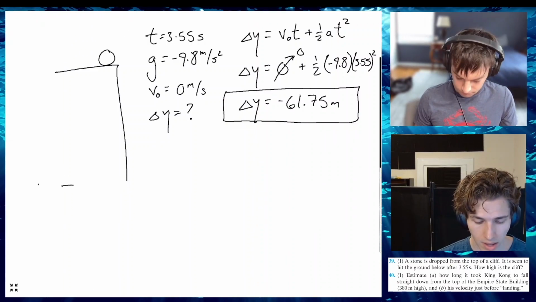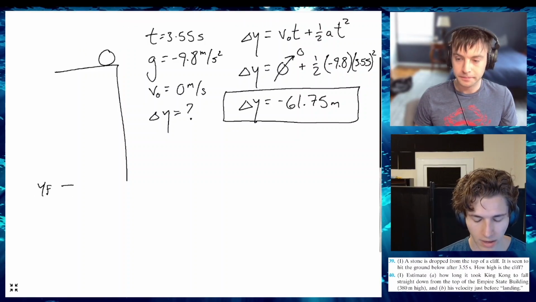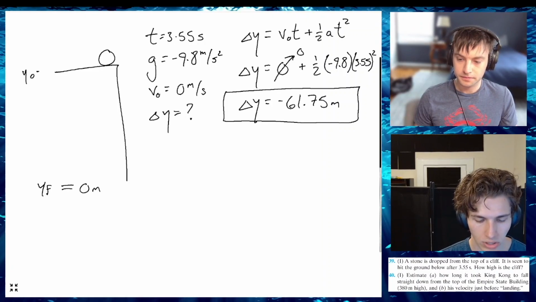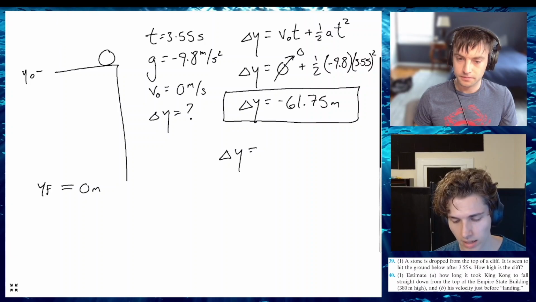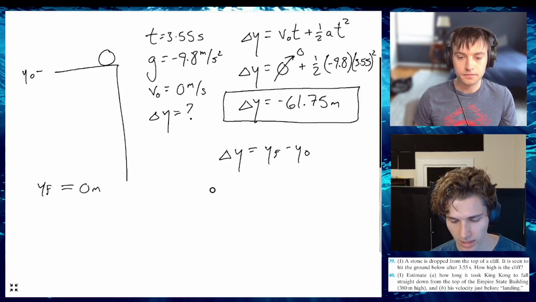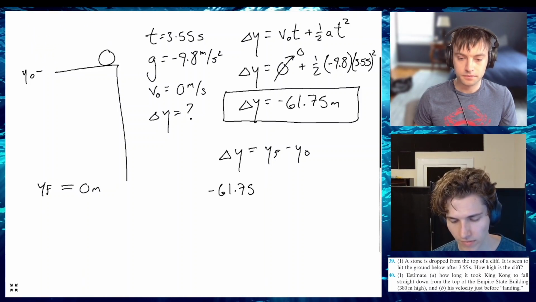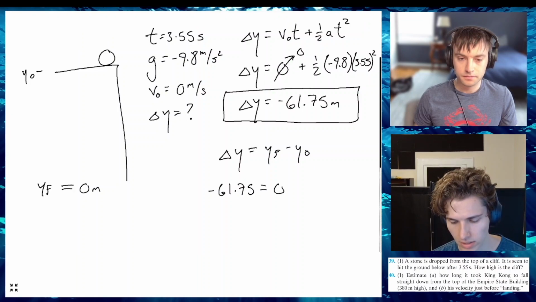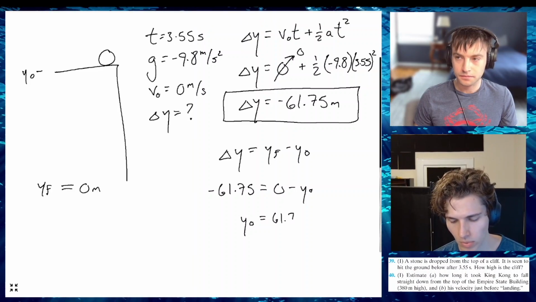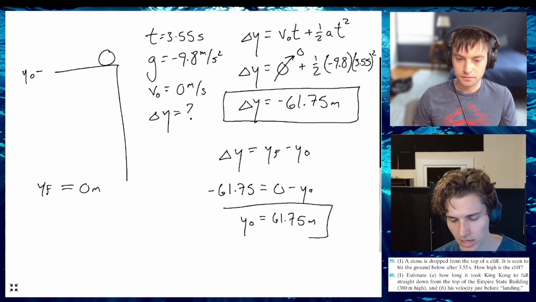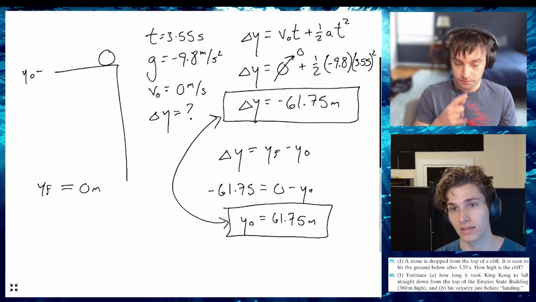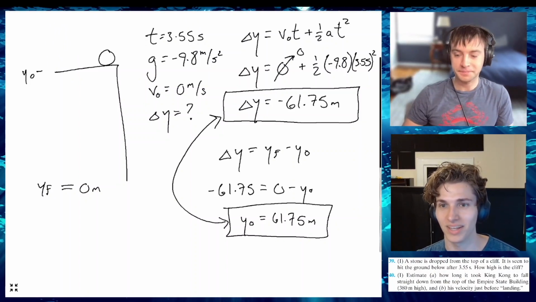Now let's note here, y final is going to be the bottom. It's going to be equal to 0 meters. Y initial is the top. We have delta y equals y final minus y initial. So if we want to get y initial, we just solve like this. Negative 61.75, that's delta y, equals 0 minus y initial. And we get that y initial is 61.75 meters as the initial position. Position versus distance. Similar, but different things. Awesome.